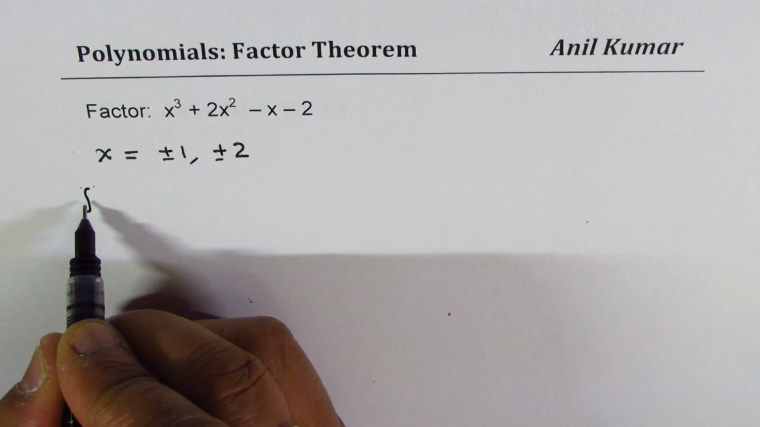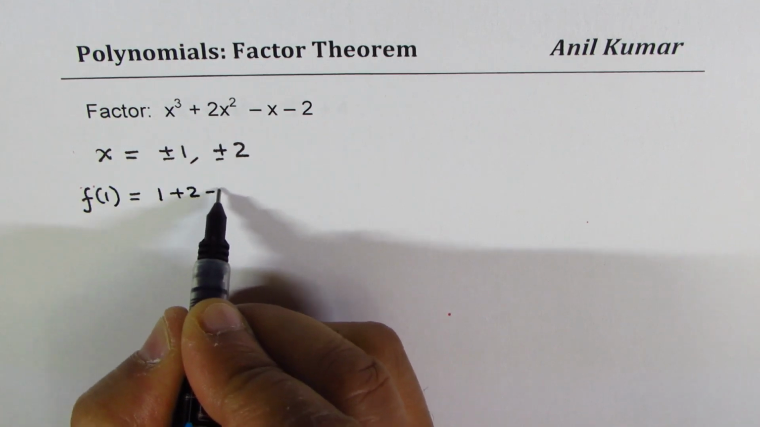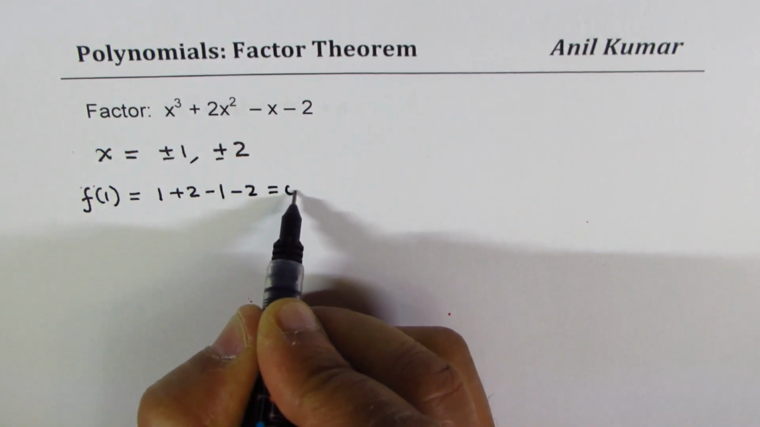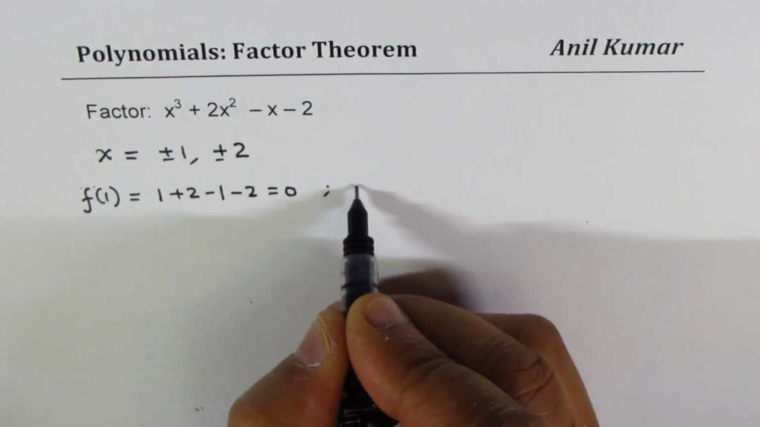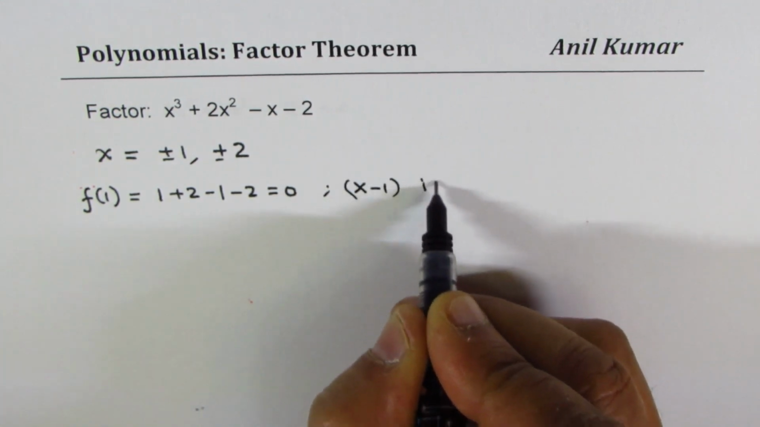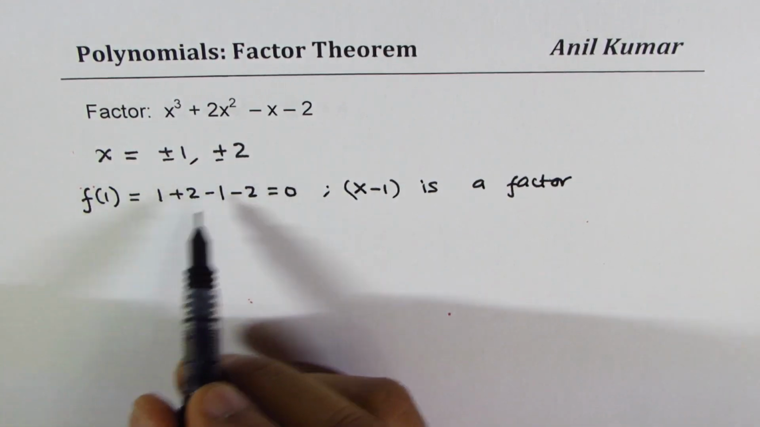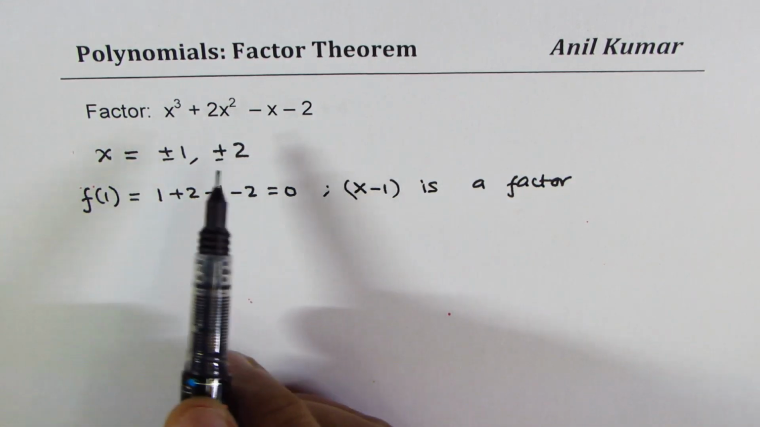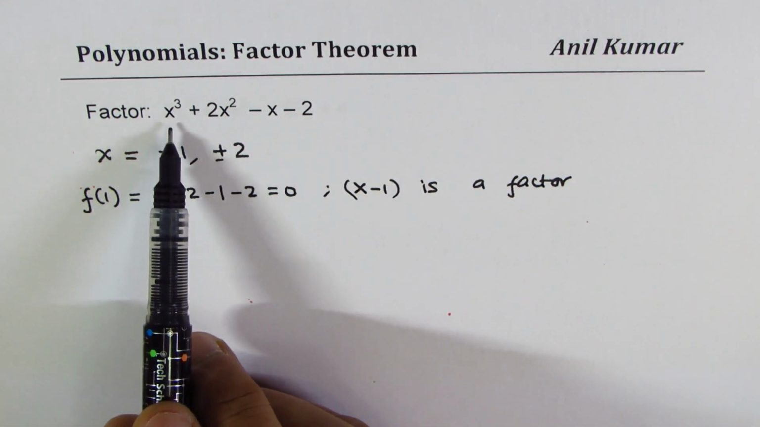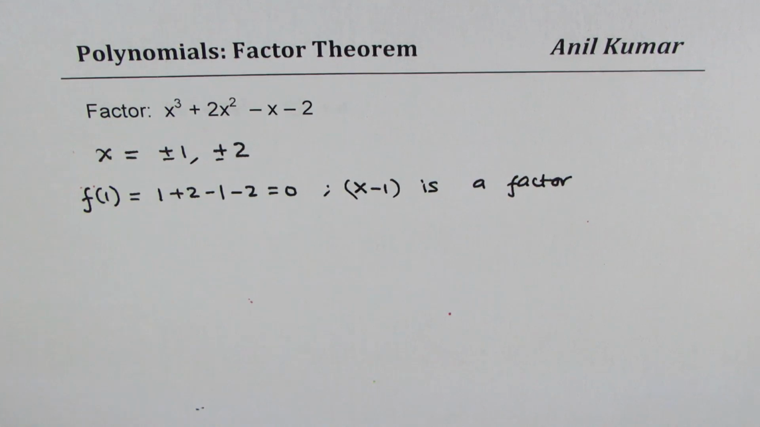So for this function, let's calculate what f of 1 equals. So f of 1 will be 1 plus 2 minus 1 minus 2, which is 0. So that means x minus 1 is a factor. Do you see that? Similarly, we could try all other values and test it out. Now, the idea here is, if it is a cubic function, and if you get the first factor, then we could do division and get the other factors. So that is how we are going to factor polynomials.